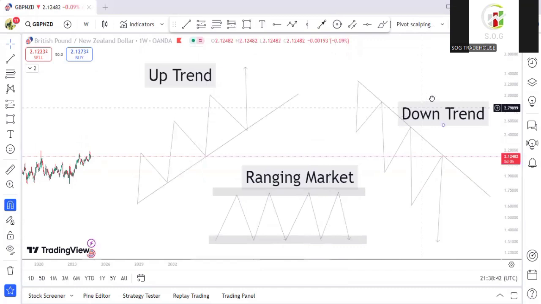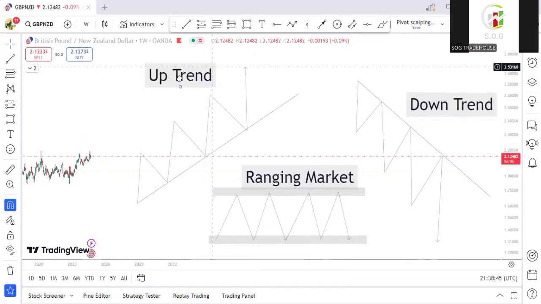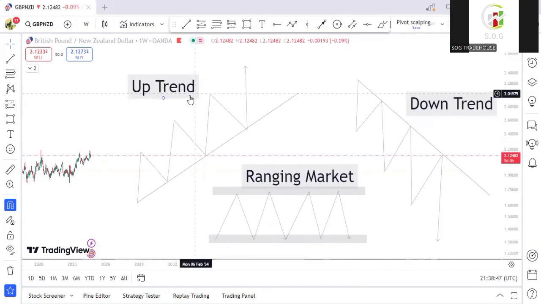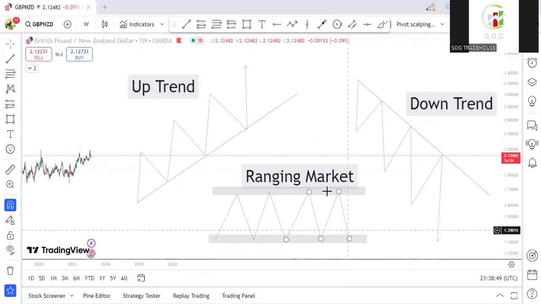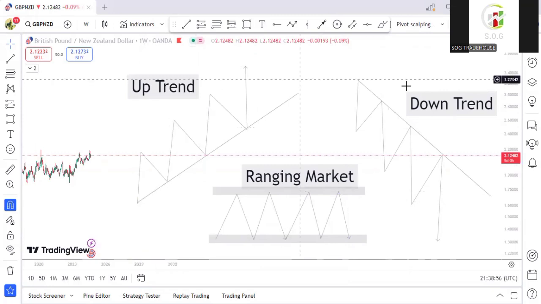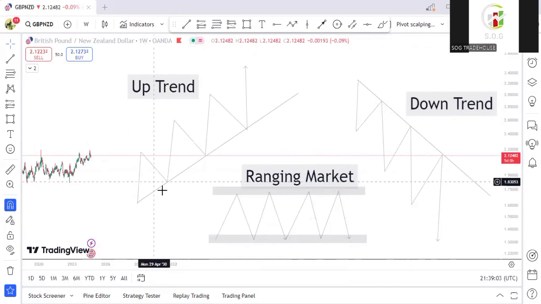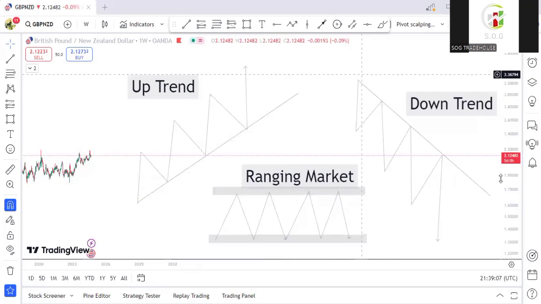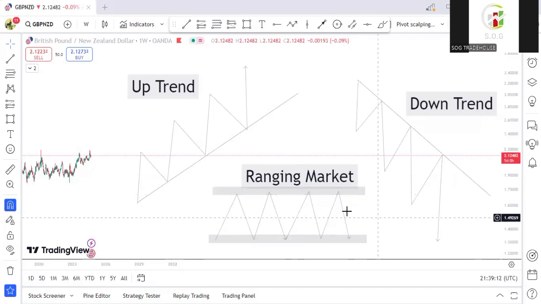All right. So there's an uptrend, the downtrend, and the ranging market. So basically, this is how the Forex market moves. Either the market is trending up, or the market is trending down, or the market is ranging. If the market is trending up, we look for buys. If the market is trending down, we look for sells. And if the market is ranging, the best practice is to stay out of the market.